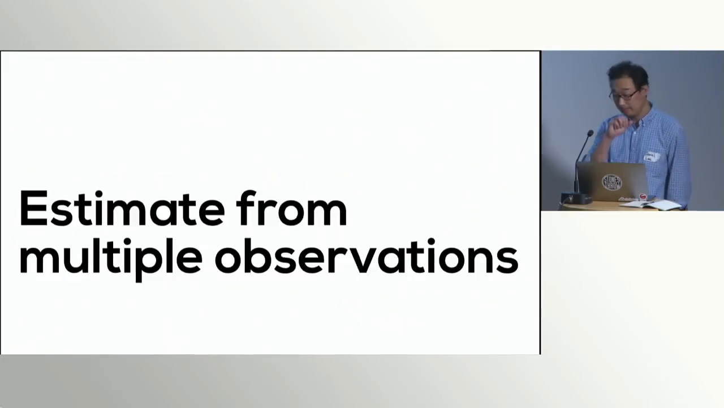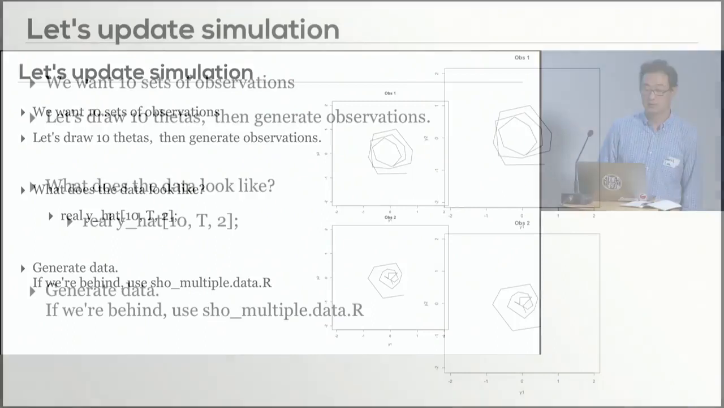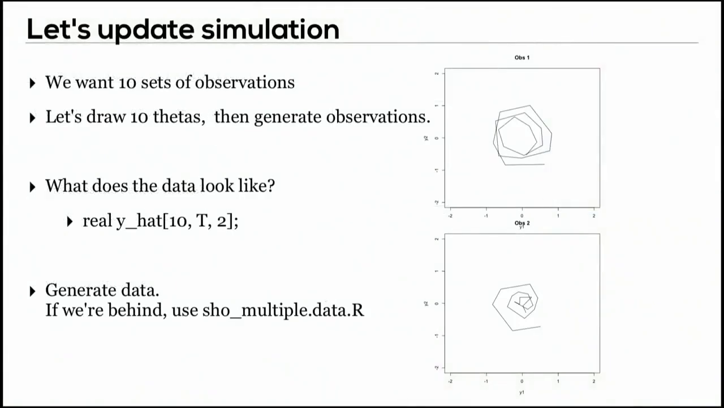Okay. So next, we'll go into estimating from multiple observations. For anyone that deals with data, you probably don't have just one observation. You probably have multiple. We'll go through this, and then hopefully we can get to parallelizing this. So let's update the simulation first. Instead of one set of observations, let's draw 10. So write a simulation program that'll draw 10 thetas, then generate observations from them.